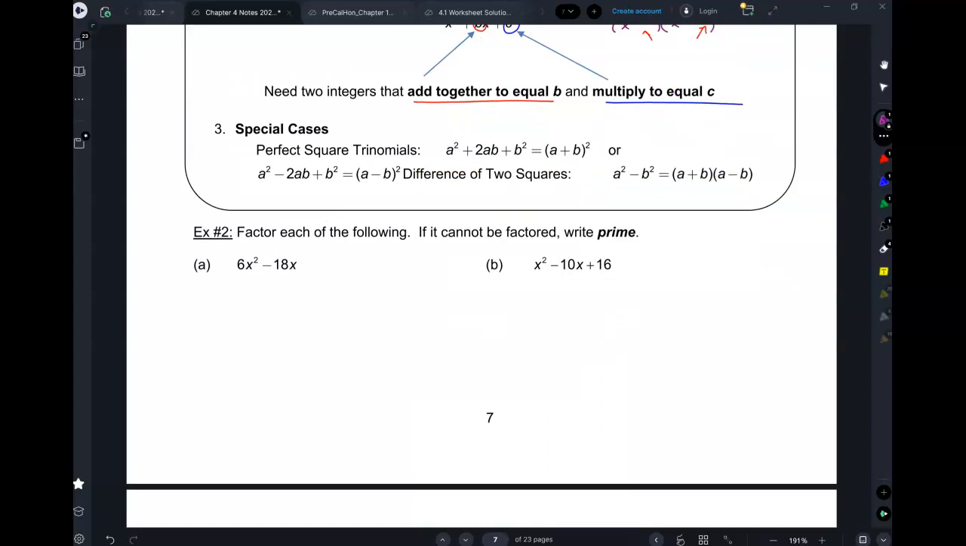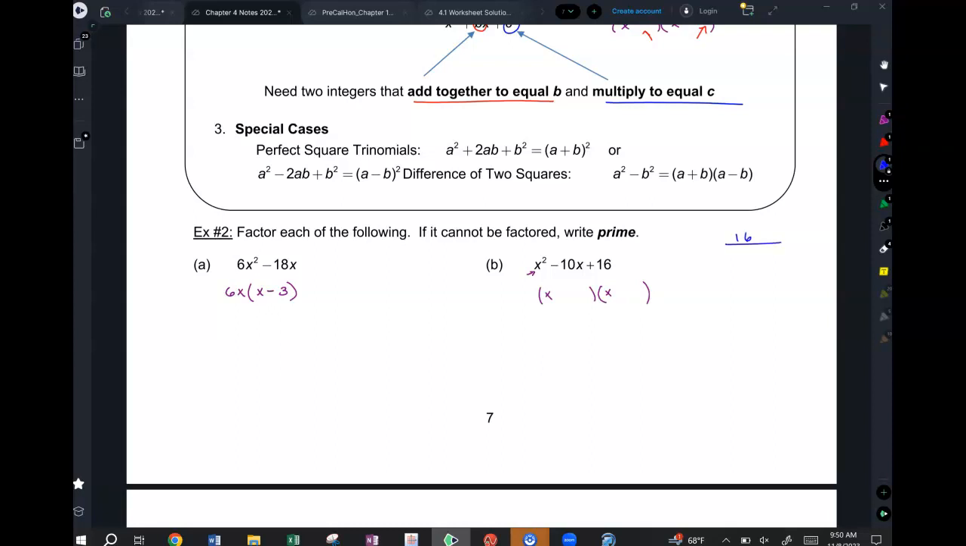For the first one, what can I factor out? A 6 and an x. So I get x minus 3, and that's done. I can't go any further. Next one, can I factor out a GCF? No. So I'm going to have two parentheses here. I put x and x because together they're going to give me x squared. Now what I need are two numbers that multiply to 16 and add to negative 10.